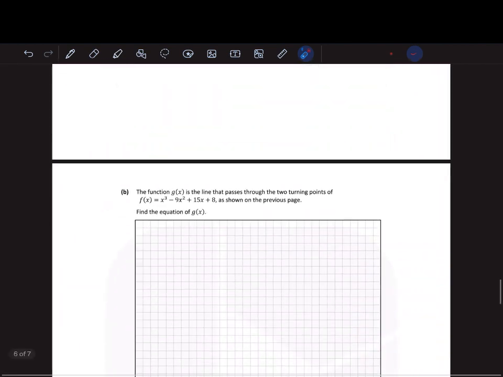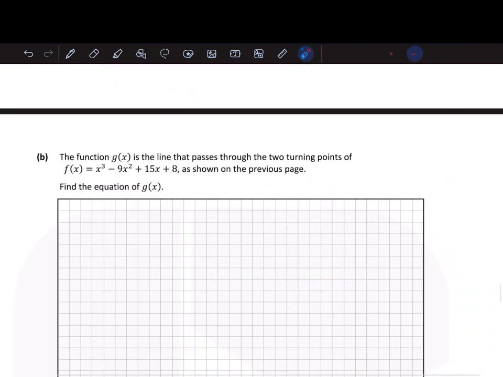Now, part B. It says, the function g of x is the line that passes through the two turning points of f of x, which is equal to x cubed minus 9x squared plus 15x plus 8, as shown on the previous page. Find the equation of g of x. So if you weren't able to get part A, it doesn't really matter because it tells us what f of x is equal to, and all it did was substitute minus 9 in for k.